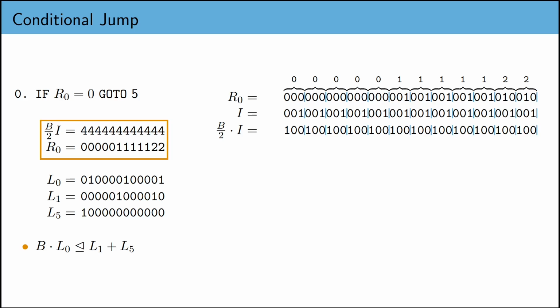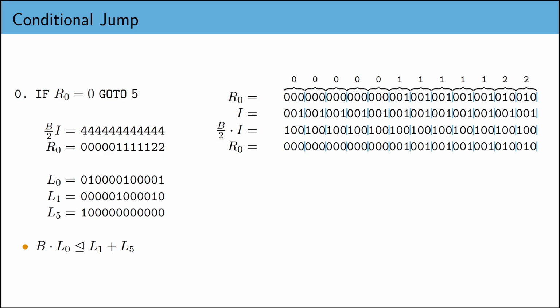So if you look on the left, it's clear that we can subtract R0 from B over 2 times I in base B without any borrowing. And that's the real trick. I'm going to copy down R0 below on the right so that we can take a closer look at what happens when we subtract in binary.